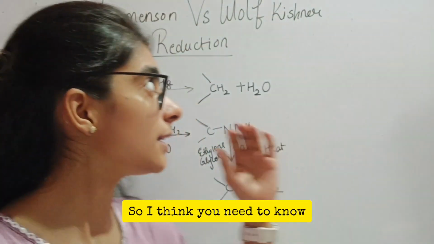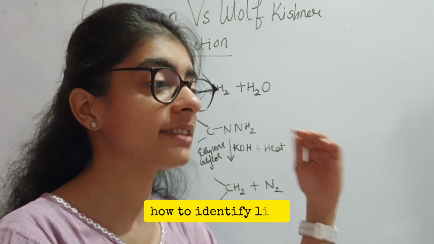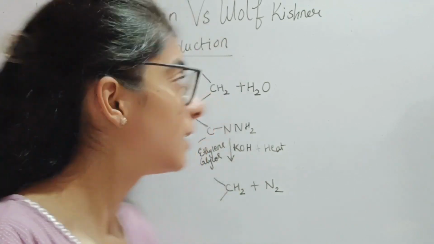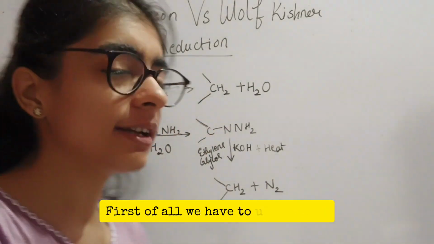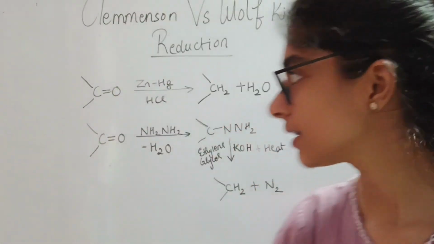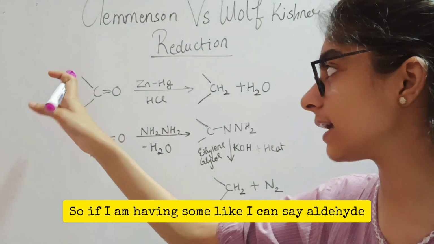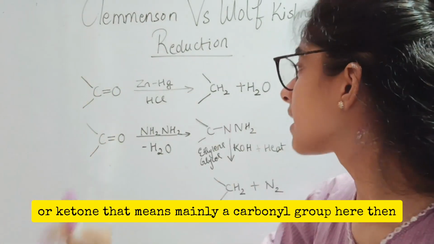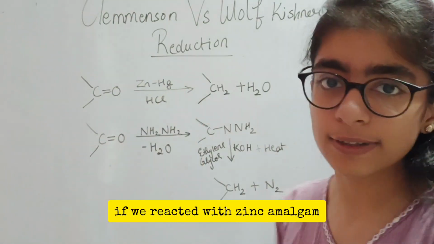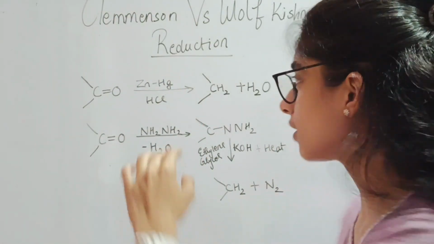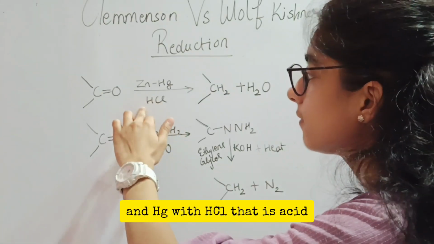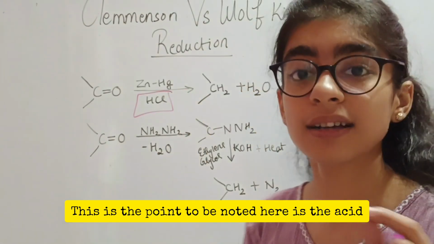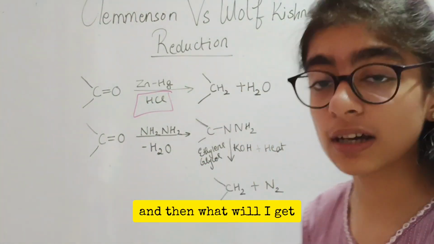So I think you need to know how to identify which reaction is the Clemmensen and which reaction is the Wolff-Kishner one. First of all, we have to understand what these two reactions are. If I have an aldehyde or ketone, that means mainly a carbonyl group here, then if we react it with zinc amalgam, or we can say Zn and Hg, with HCl, that is acid. This is the point to be noted. Here is the acid.